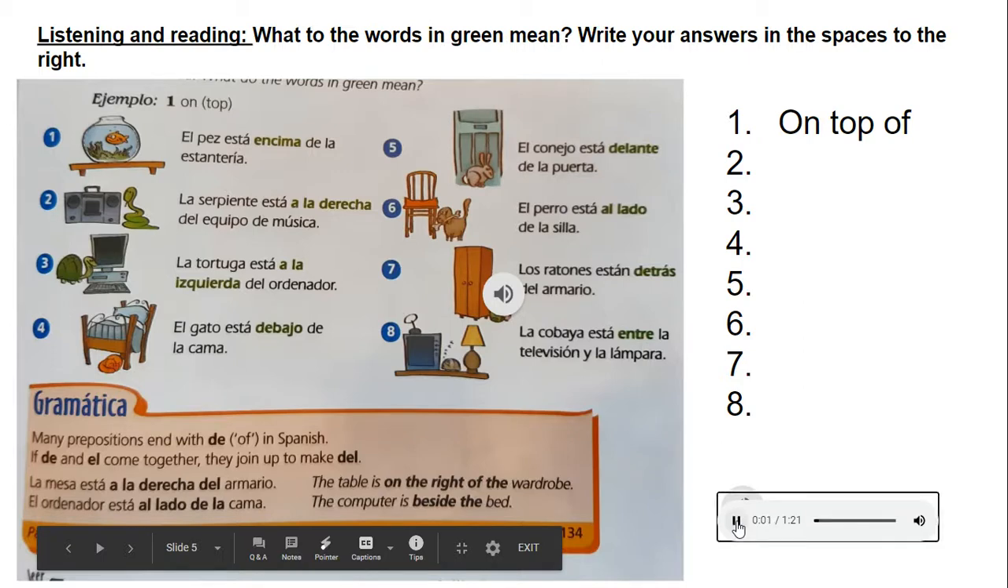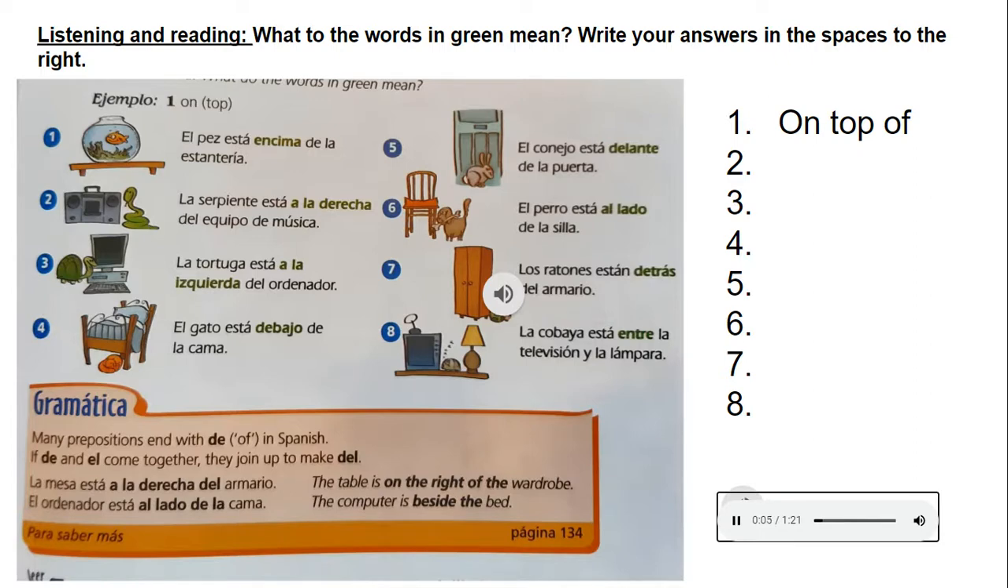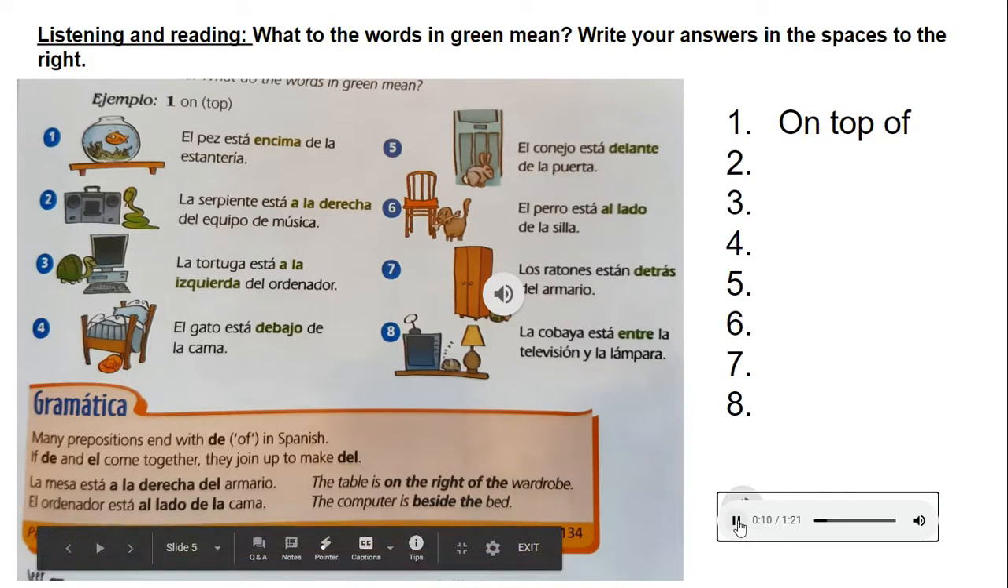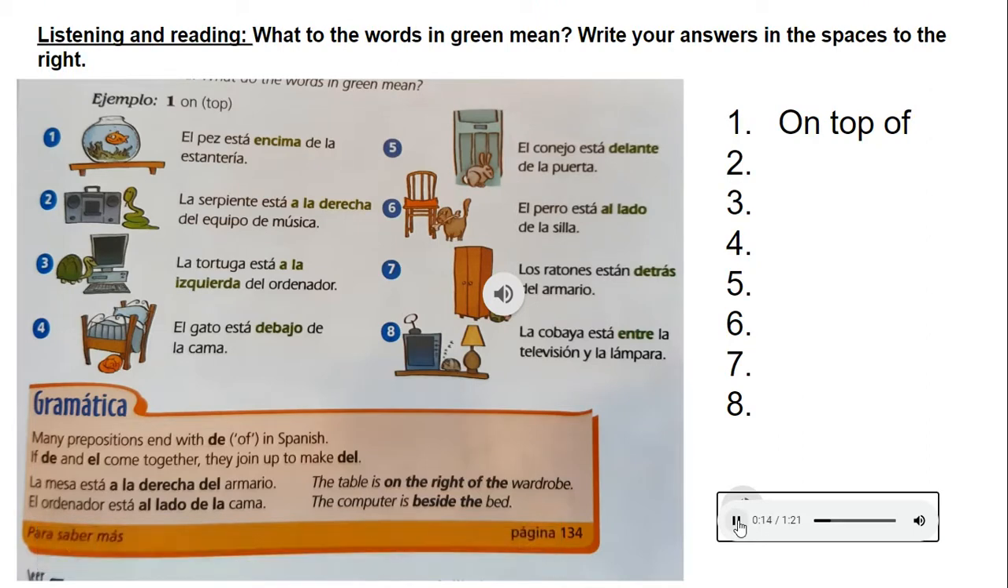Página 67. Ejercicio 4. Escucha y lee. ¿Qué significan las palabras en verde? 1, El pez está encima de la estantería.